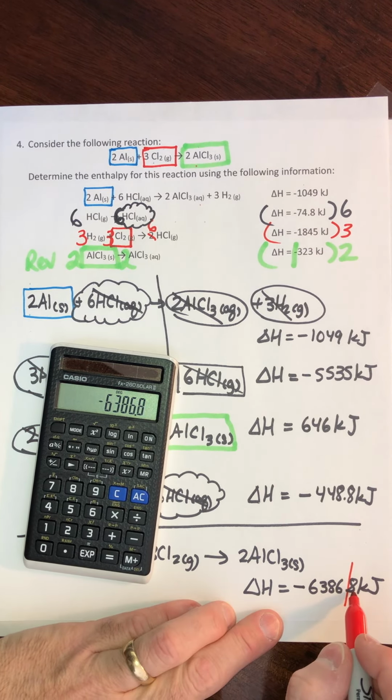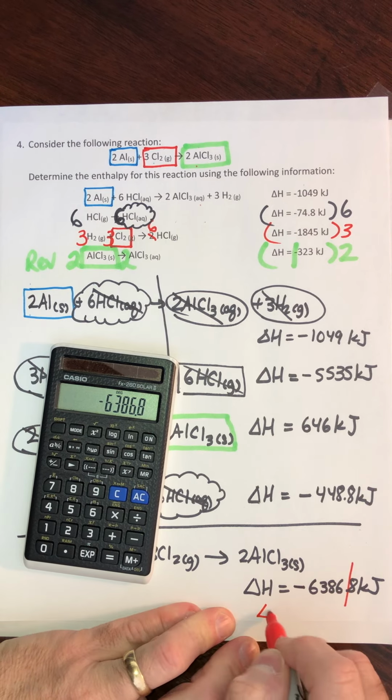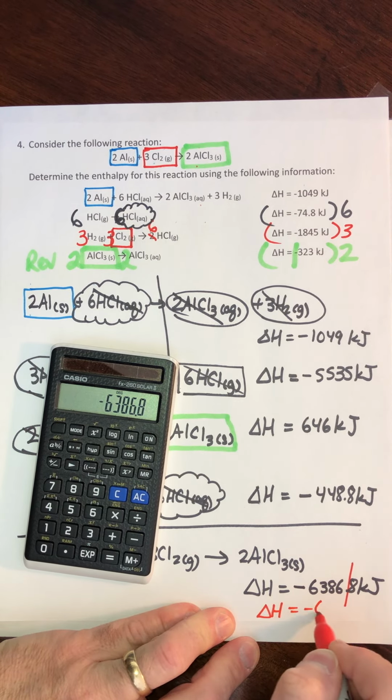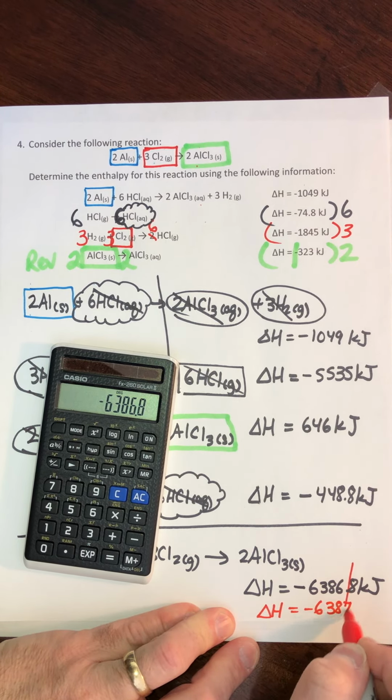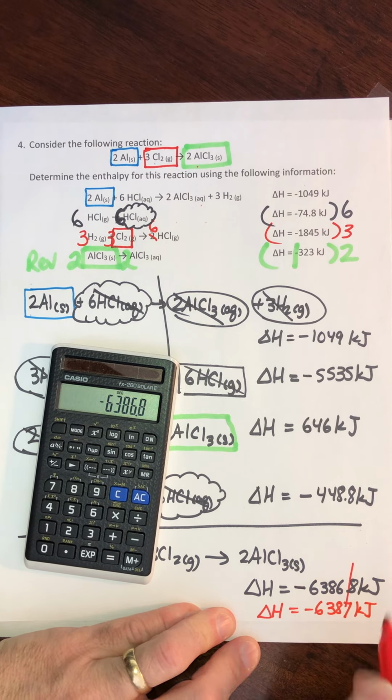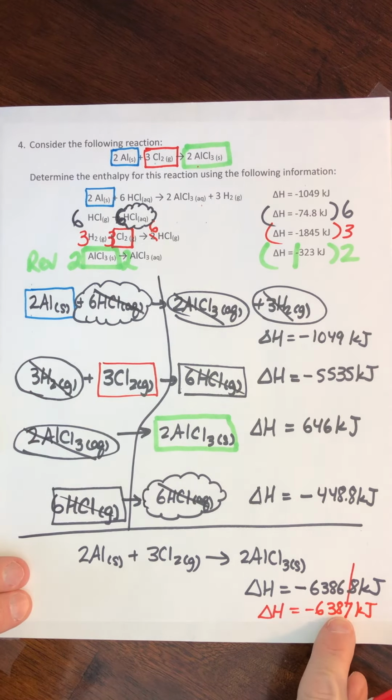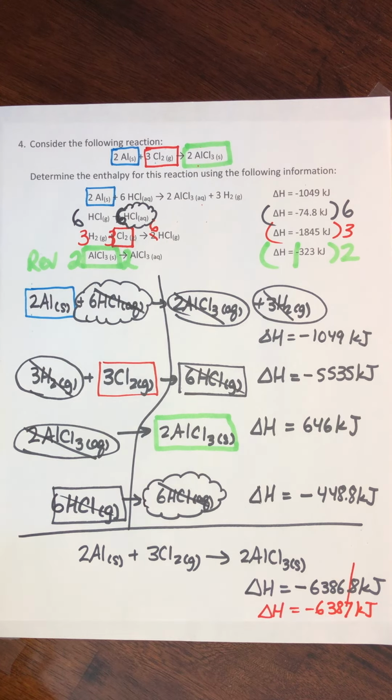If the number that you're getting rid of is bigger than 5, you round up. So for significant figures, this would be a negative 6,387 kilojoules. And this is the heat or the enthalpy change associated with this chemical reaction.